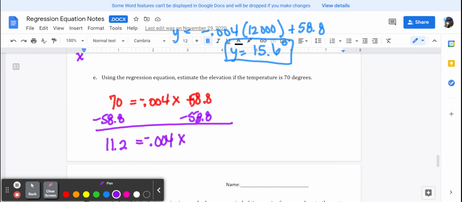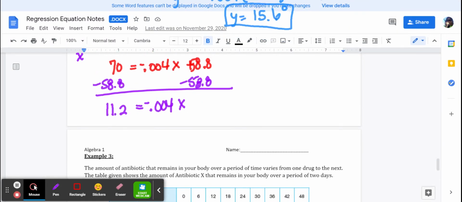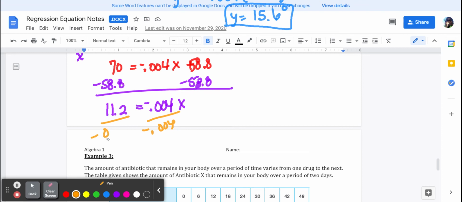And again, remember that we are trying to find the x value here. So my next step will be to divide each side by negative 0.004. Okay, so I'll give you just a second to plug that in.